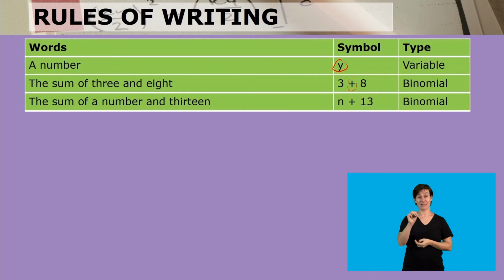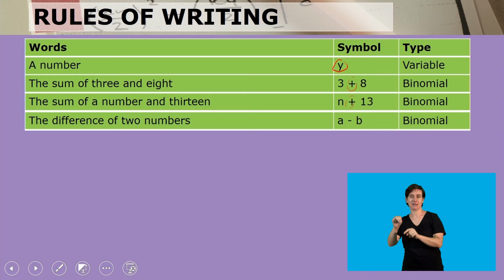The next one is the sum of a number and 13. We've used n for the number which is unknown. Again, the sum represented by plus and 13, it's a binomial as well.